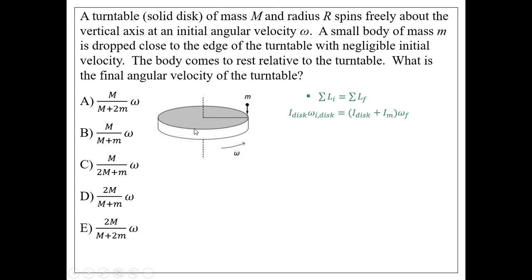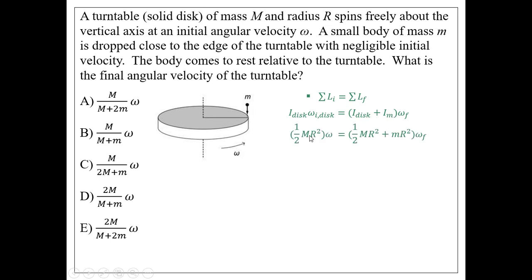Initially there's only one object moving, that's just the disk, because the mass here is just being dropped in the vertical direction. So on the left side, it's just I disk omega I disk, and on the right side, the mass is stuck to the disk on the outer edge, so it has to have its own moment of inertia, referencing the axis of rotation through the center, and omega f on the outside is the common angular speed once these two objects stick together.